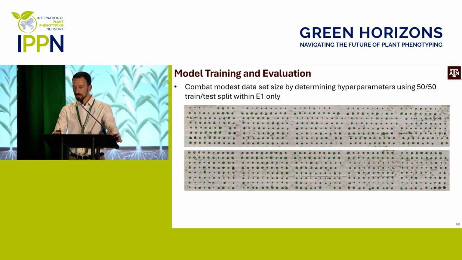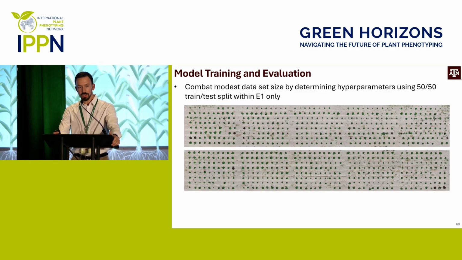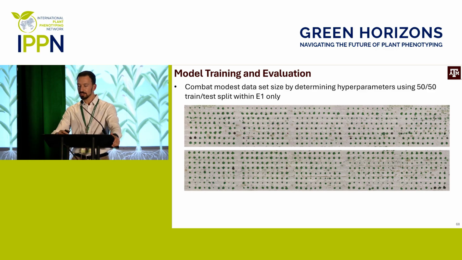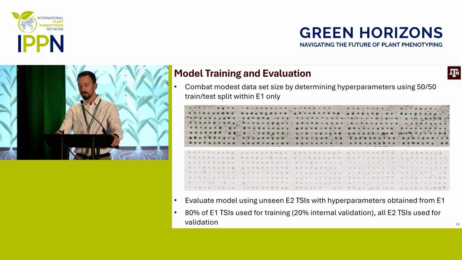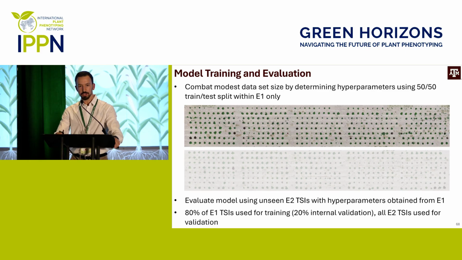So again, I wanted to continue to combat the modest data set size and take an aggressive train test split. I used the experiment 1 data set for determining the hyperparameters, and I used a 50-50 train test split with only those images. And then for the final model training, I asked it to output all of the E2 time series images using, again, those hyperparameters that we got from experiment 1. And so in the final model evaluation, I asked it to output all of E2 images, and then I did an 80-20 train test split with a 20% internal validation for experiment 1.